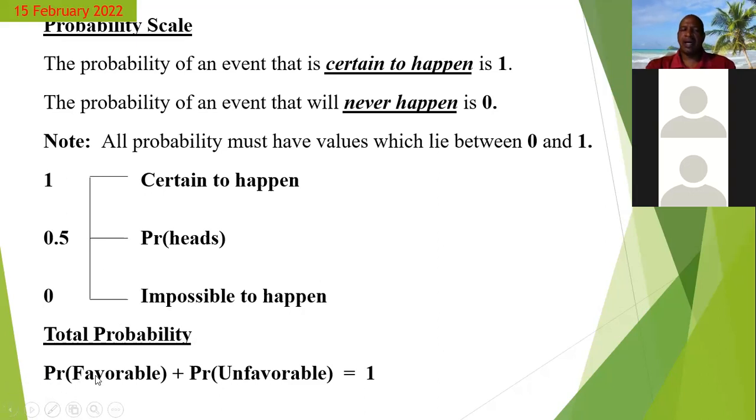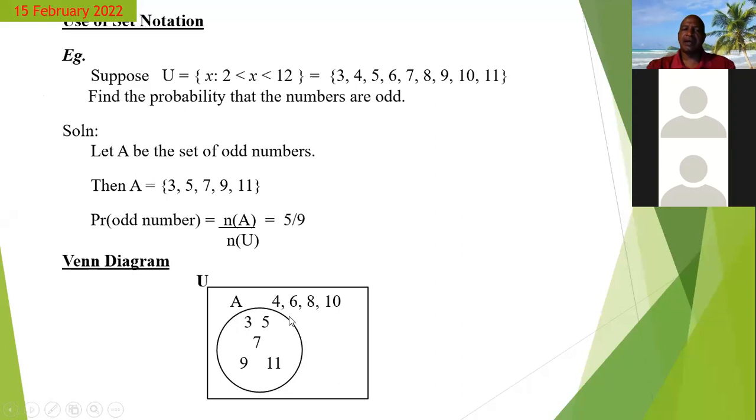Now we also look at the probability of what we are in favor of with the probability of what we are not in favor of. And when you think about it, they're really complementing each other. If we go back to this diagram here, the probability of getting an odd number would be everything in the circle. The probability of not getting an odd number would be everything outside the circle of A.